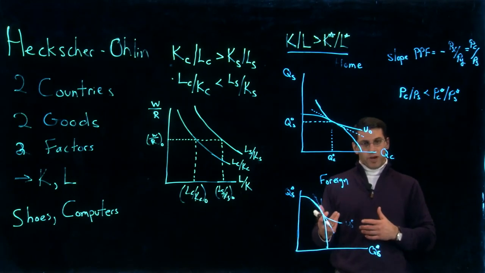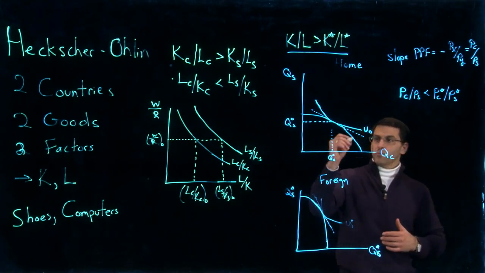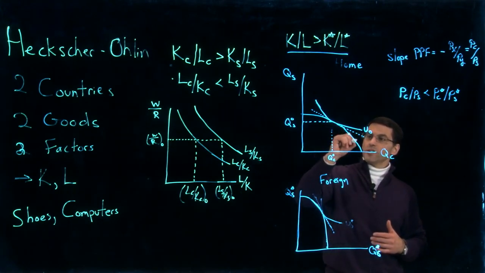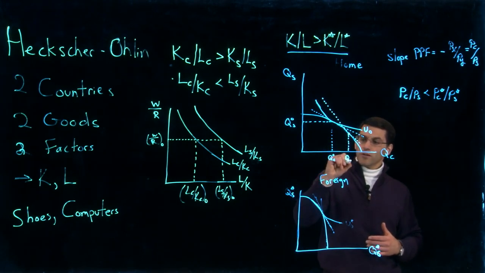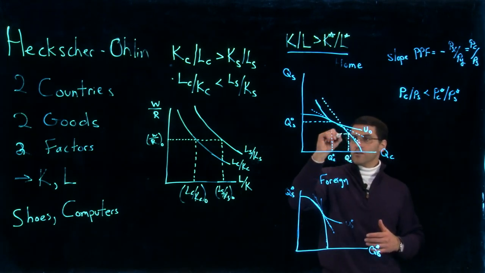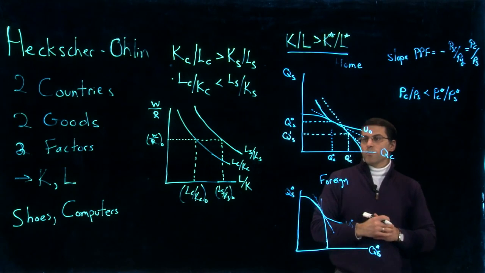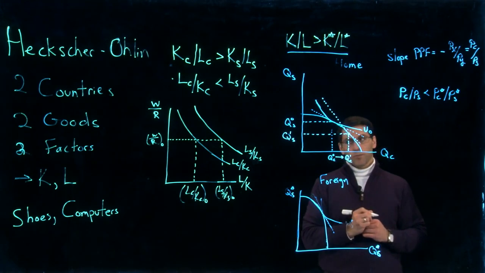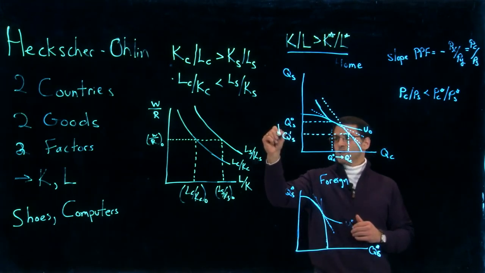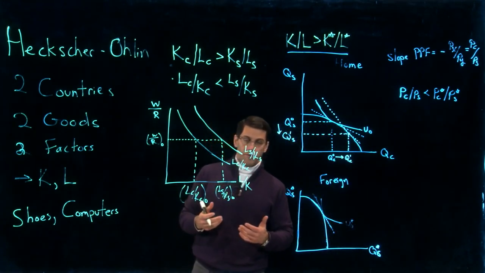So from the home country perspective, that's going to be seen as an increase in the relative price of computers. So if we add that world price in here and look for our tangency with the PPF, so maybe it'll be at a point like this. What would we see? Well, we would see an increase in the production of computers and a decrease in the production of shoes. Right? We have specialization in computer production.